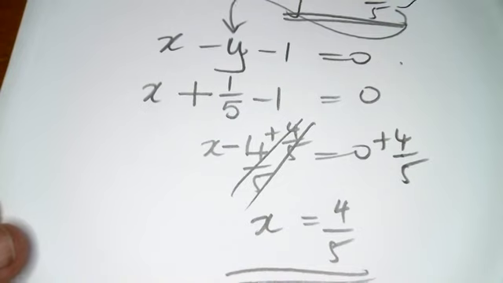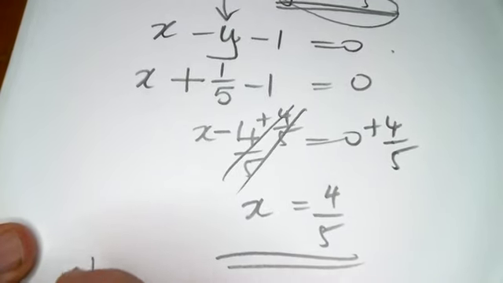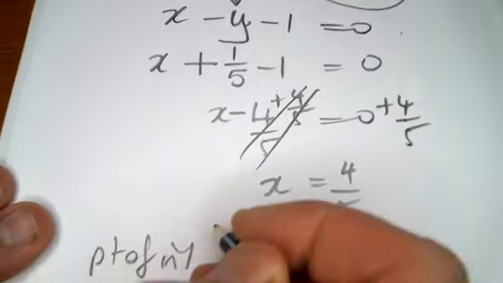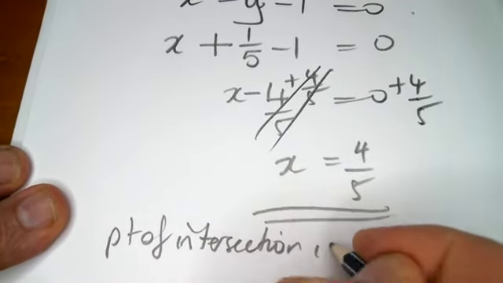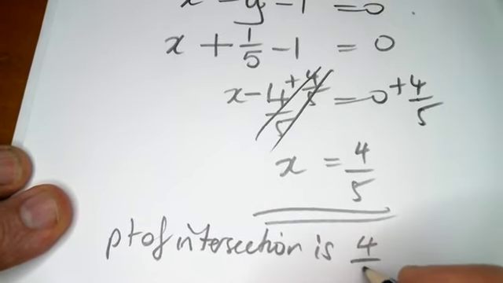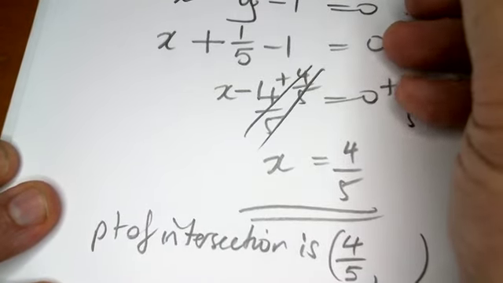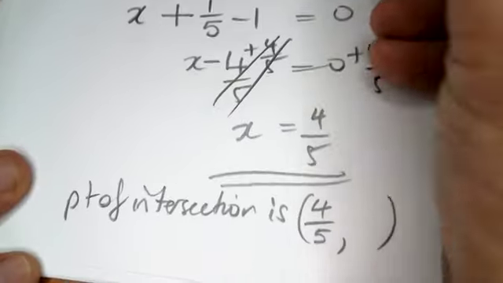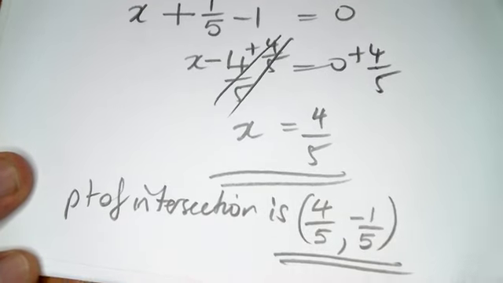Now, in a way, we've got the x and the y, but we need to state it as a coordinate. So the actual coordinate, the point of intersection, is, and I've got my x, which is 4/5, comma, my y, which is negative 1/5, and that's my answer.